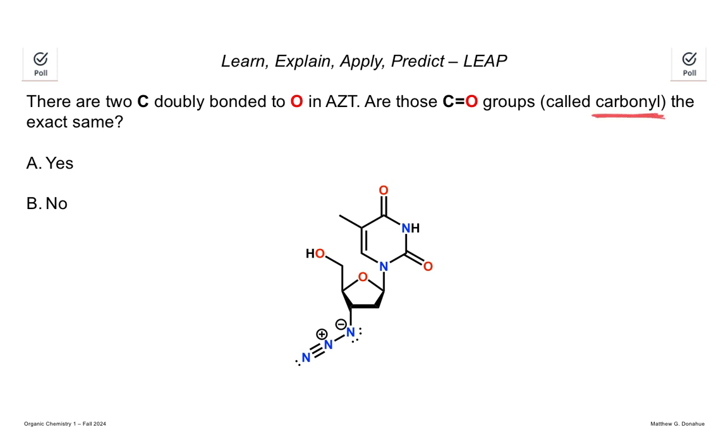So here's a new term, carbonyl. So remember I said with carbons attached to hydrogens, there was methyl, methylene, methine. A carbon doubly bonded to an oxygen is called a carbonyl. So a carbonyl group. And again, that's part of the nomenclature or naming system when we're talking about functional groups. So here they are. That's a carbonyl group, and that's a carbonyl group. So those are not the same, again, based on their bonding patterns.